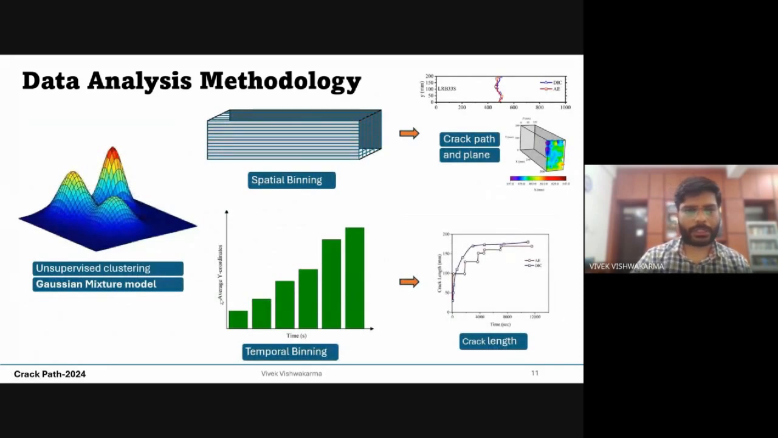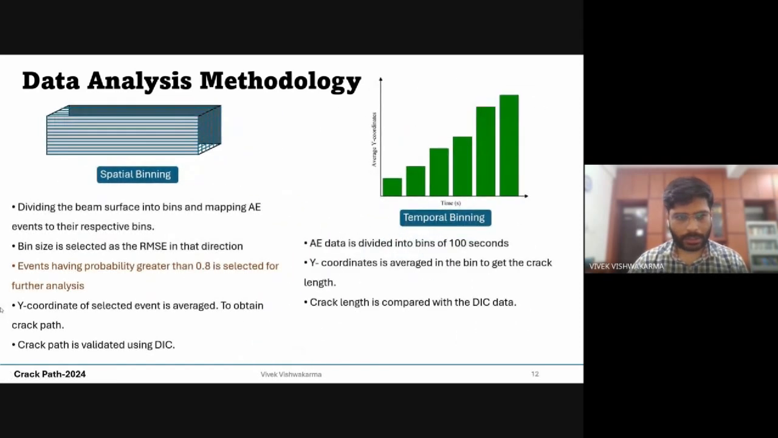So after doing clustering, we can step forward to spatial binning and temporal binning. What is this? This is dividing your space into multiple bins. If the bin size I have selected is equal to the root mean square error in that direction, this is x direction. Can you see my mouse pointer? Yes. Okay. So this is x direction, this is y direction, and this is z direction.